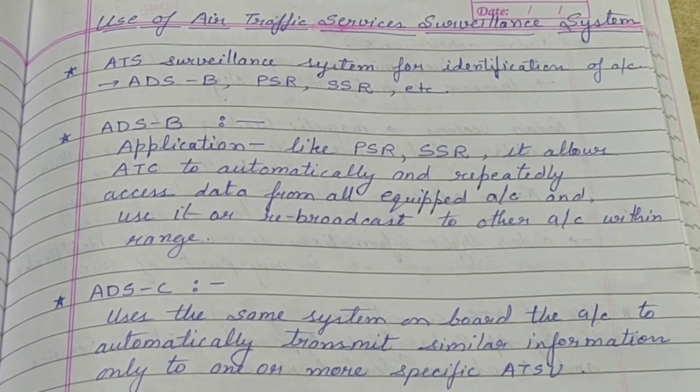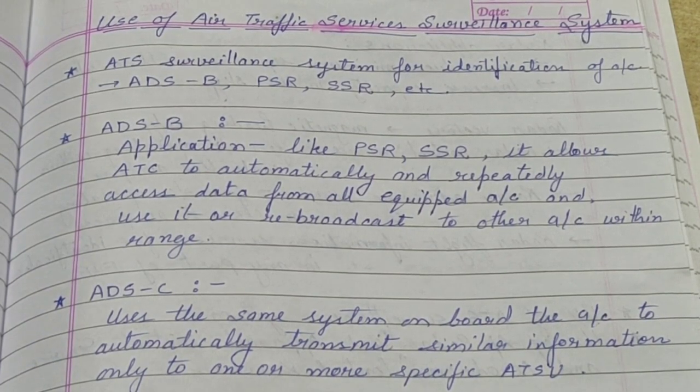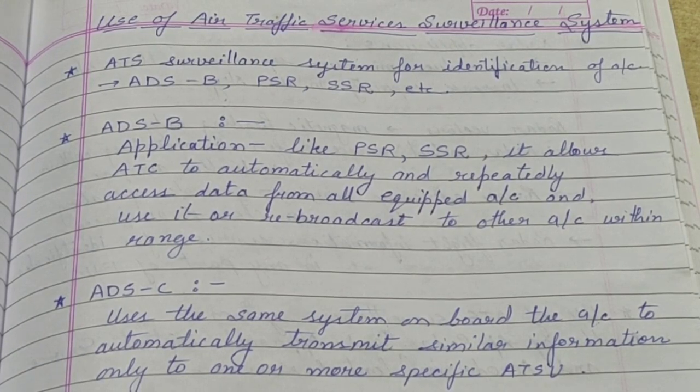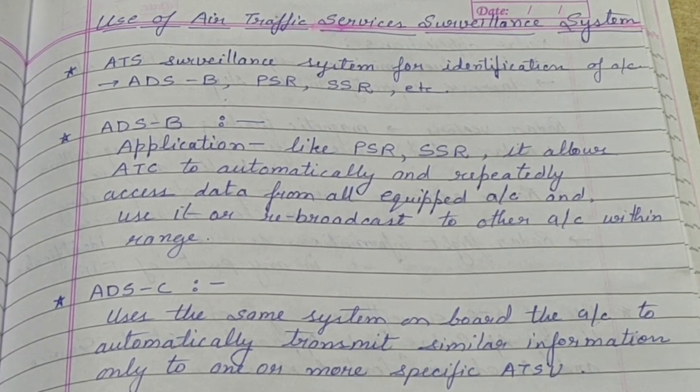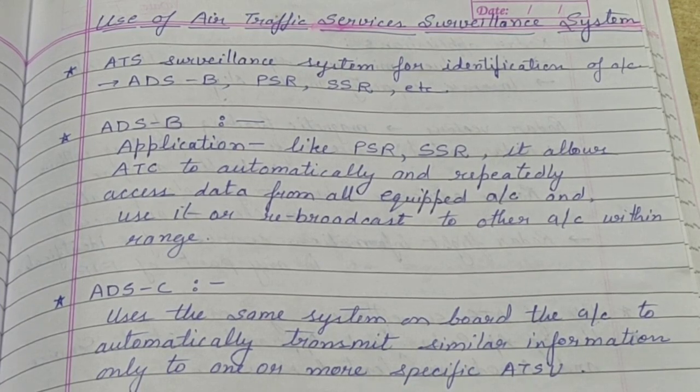And PSR is the primary surveillance radar, as I told you. They are used in circumstances where the ATS surveillance system cannot work alone because they are not able to fulfill the requirements of the air traffic services. SSR systems, especially those utilizing the monopulse technique or having Mode S capability, or MLAT.